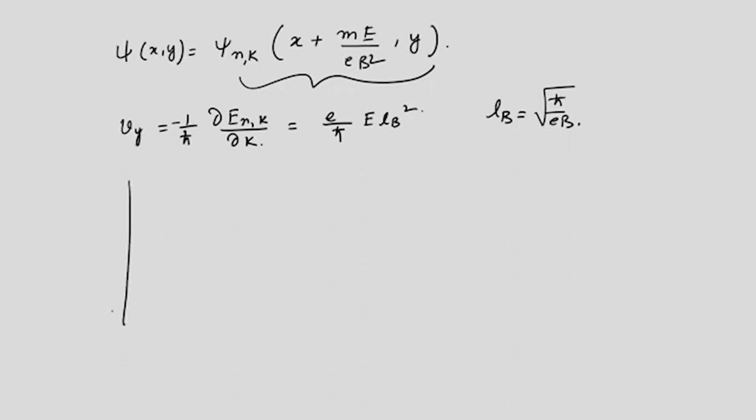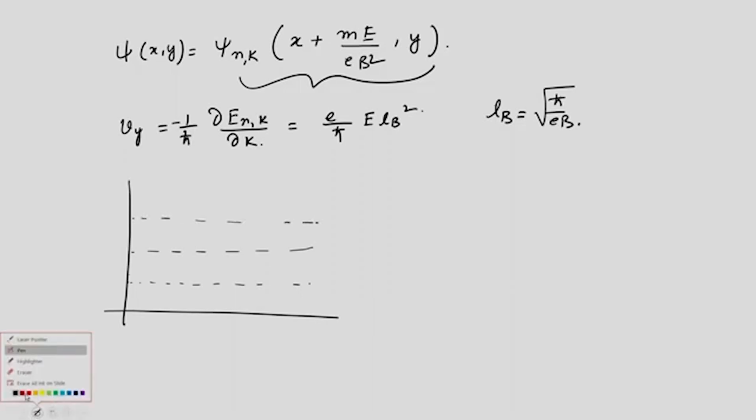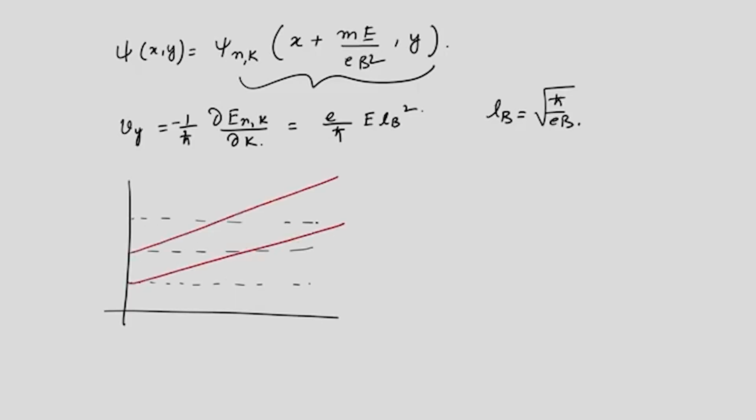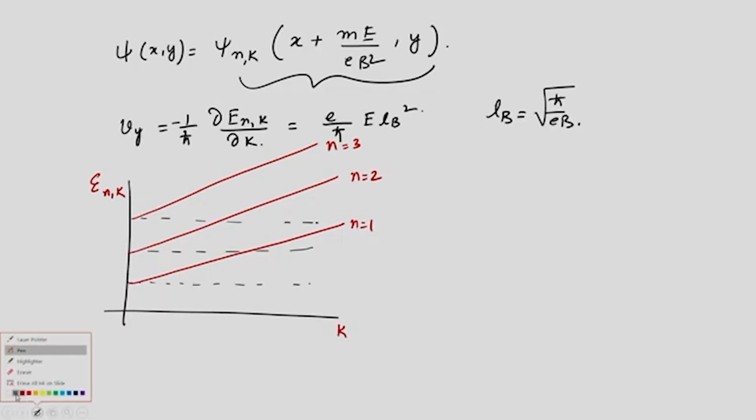And so if you want to know what happened to these flat Landau levels, which were earlier completely flat and of course equidistant, let me draw it with a color. So it becomes like this, like this, like this. So this is n equal to 1, n equal to 2, and n equal to 3. So E versus K, and this is K for different n's. This is the only change that happens when you include an electric field.